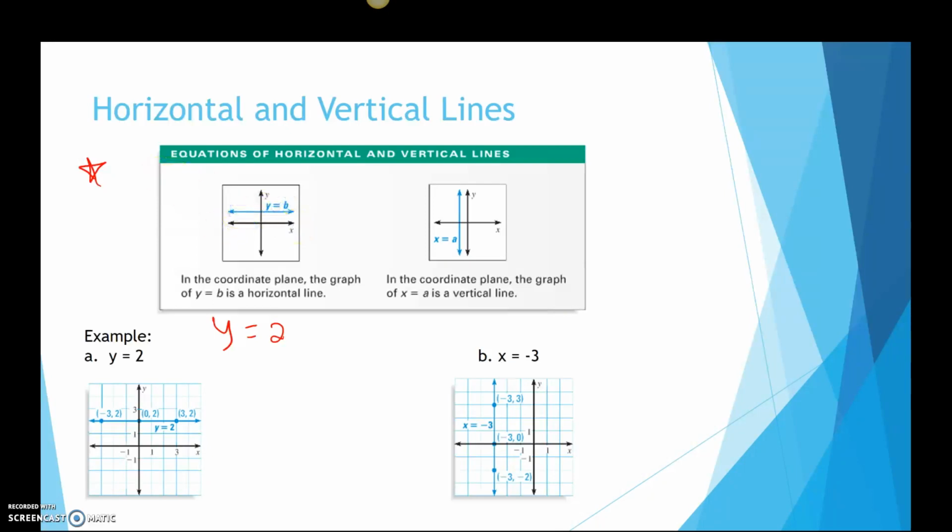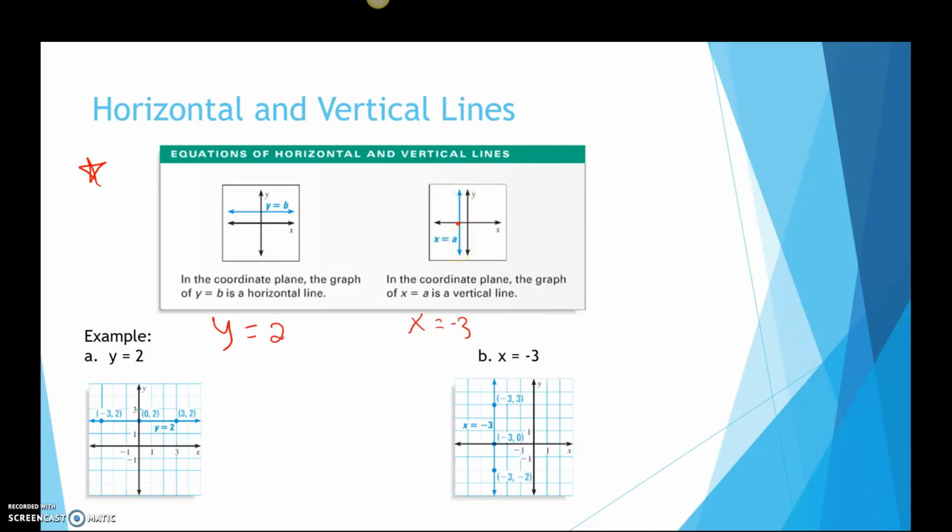For the next one, it says in the coordinate plane the graph of x equals a is creating a vertical line. So whenever x equals just a number, for instance, if you had x equals negative 3, you'll go along the x-axis, find negative 3, put a point, and you'll draw your vertical line that represents that.